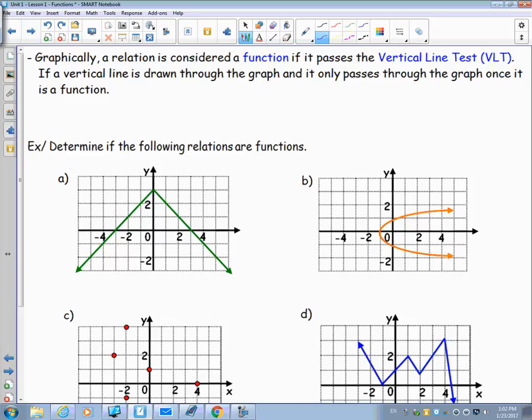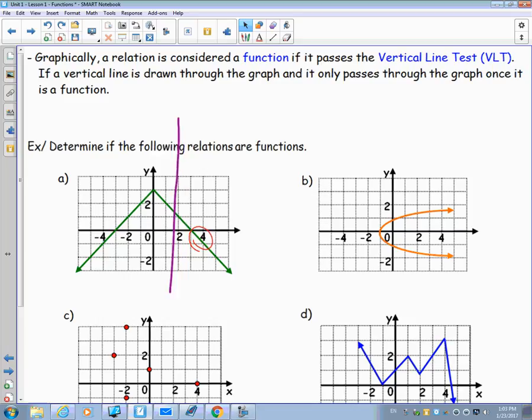So, if I look at the first graph, I'm going to draw a vertical line right there. Now, I don't have to keep the vertical line there. This vertical line can move. It has to be able to be drawn anywhere. So if I draw my vertical line anywhere, how many times do I actually pass through the graph, the green line? If I think about it, I pass through it once right there.